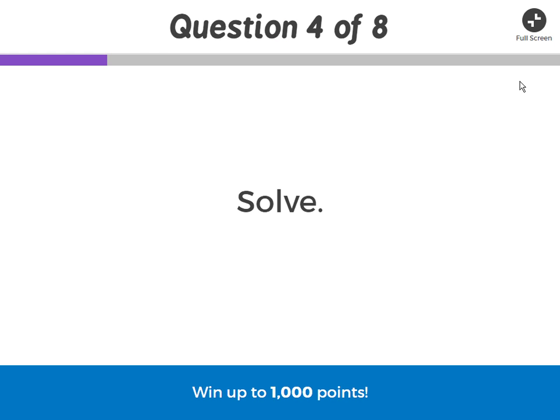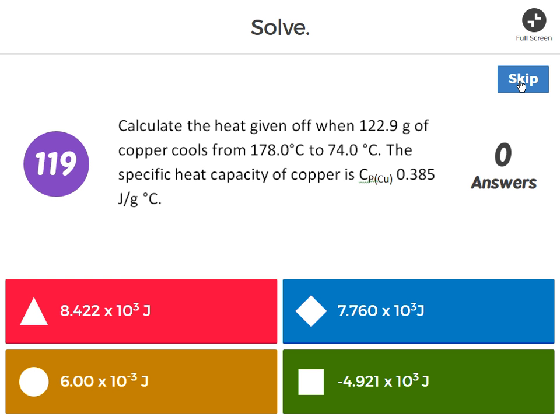Solve. Calculate the heat given off when 122.9 grams of copper cools from 178 degrees Celsius to 74 degrees Celsius. The specific heat capacity of copper is 0.385 joules per gram degree Celsius.